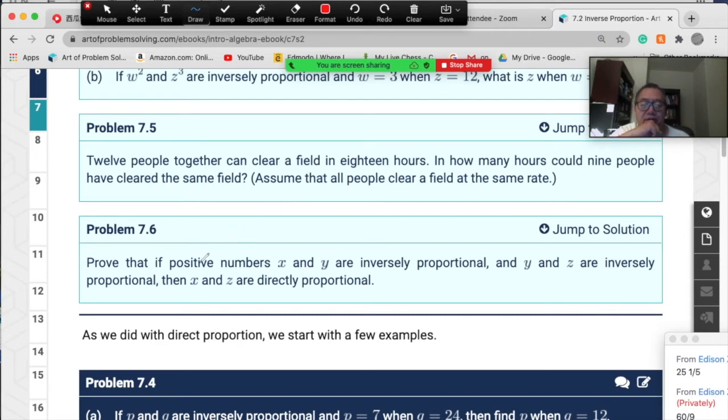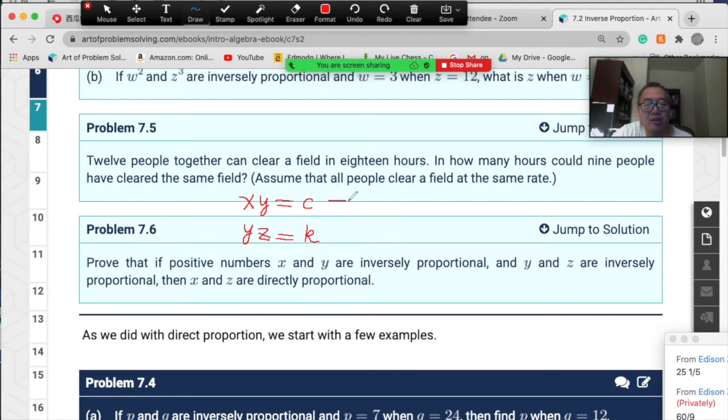Say, if positive numbers x and y are inversely proportional, so based on the inversely proportional definition, we can get x times y equals a constant. Suppose that equals c. Then y and z are also inversely proportional. So that means we can get y times z equals a constant. Suppose that equals k. Then they ask you what is the relationship between x and z.